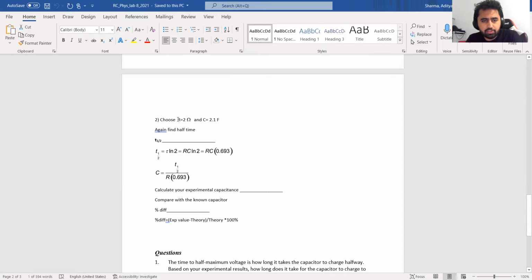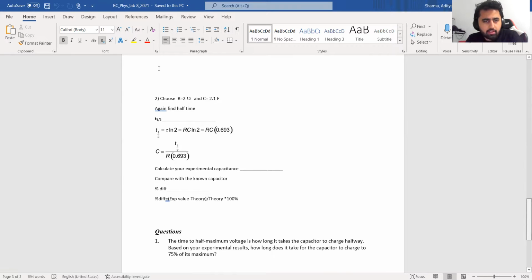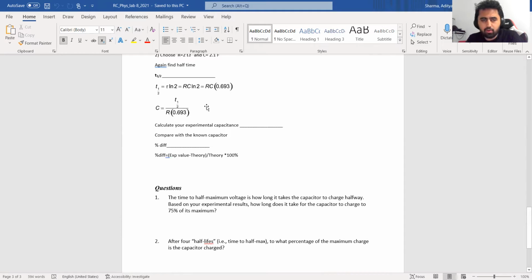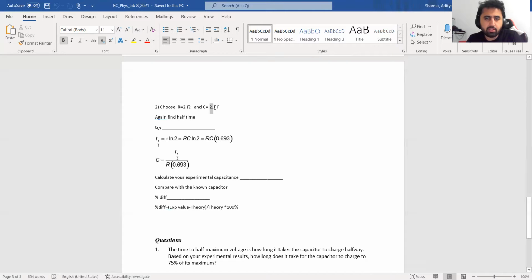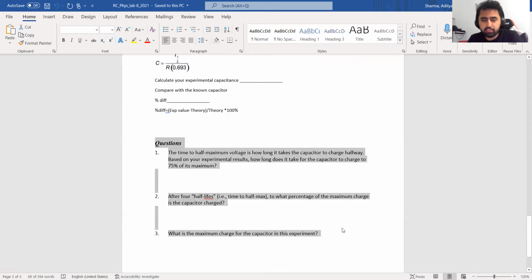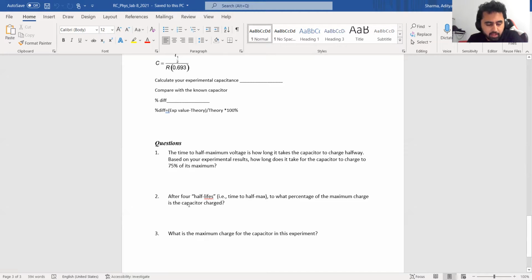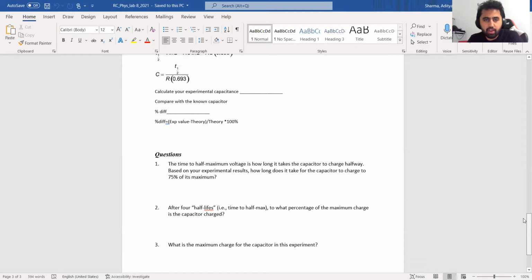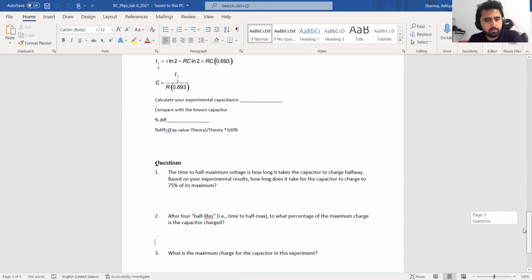Again, same thing, choosing different values for R and C, and you will again find the half-life, and you're going to go over the same process really, find the experimental capacitance, and then find a percentage difference. In this case, the theoretical capacitance is 2.1. Yeah, that's pretty much it. And in the end, you have 3 questions based on the simulation. Again, they are very, very simple. And this is all you have to do for this lab. That's it.